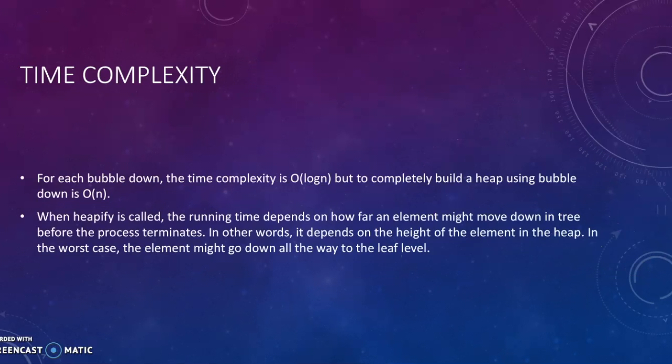The time complexity for this is, for each bubble down, O(log n), but to completely build a heap using bubble down is O(n). When heapify is called, the running time depends on how far an element might move down in a tree before the process terminates. In other words, it depends on the height of the element in the heap. In the worst case, the element might go down all the way to the leaf level.